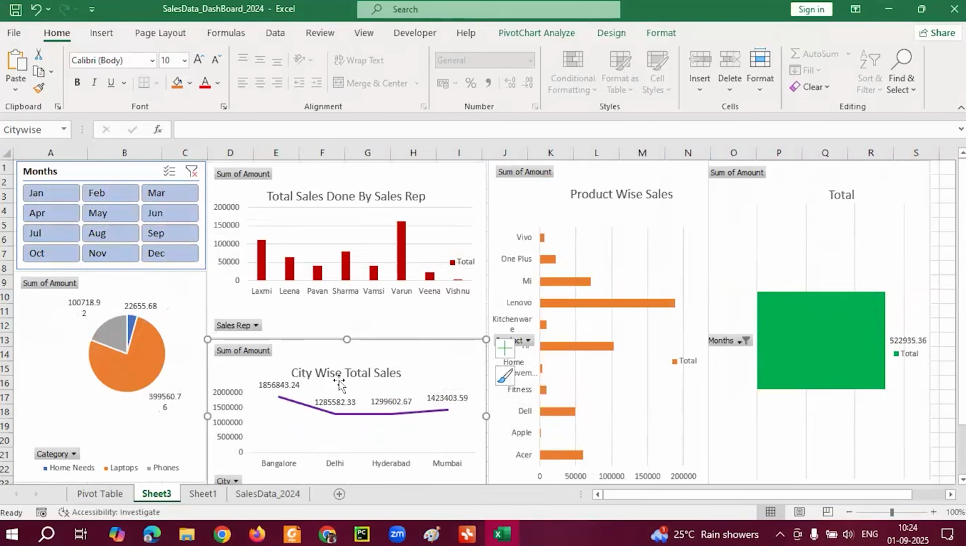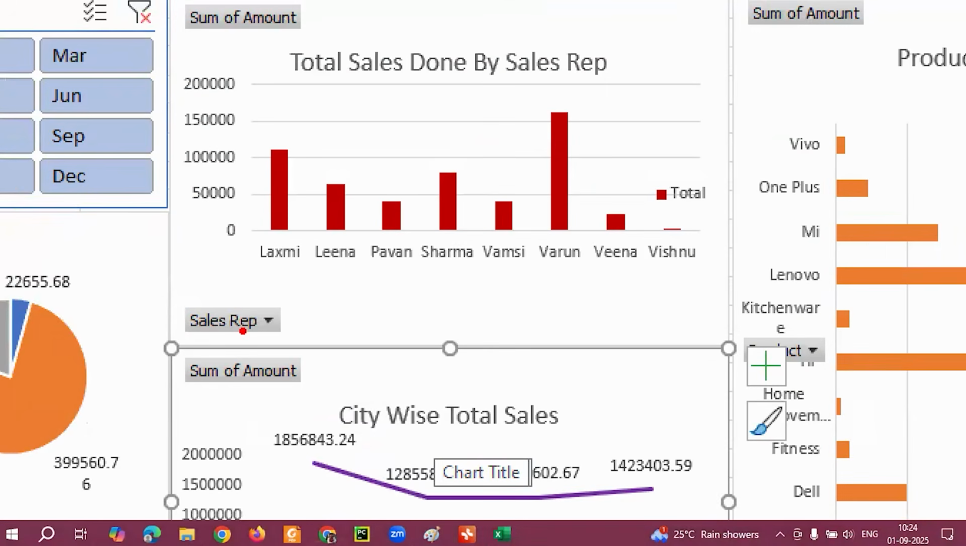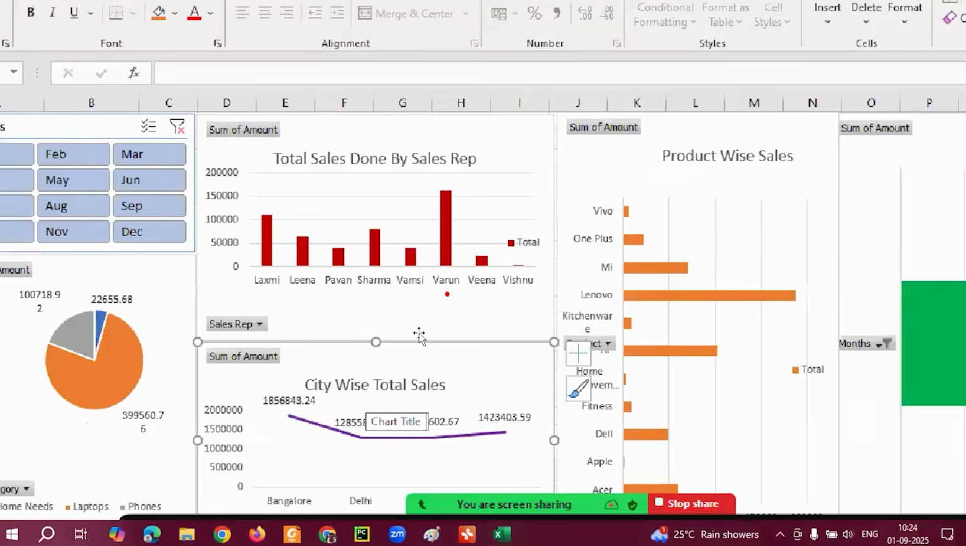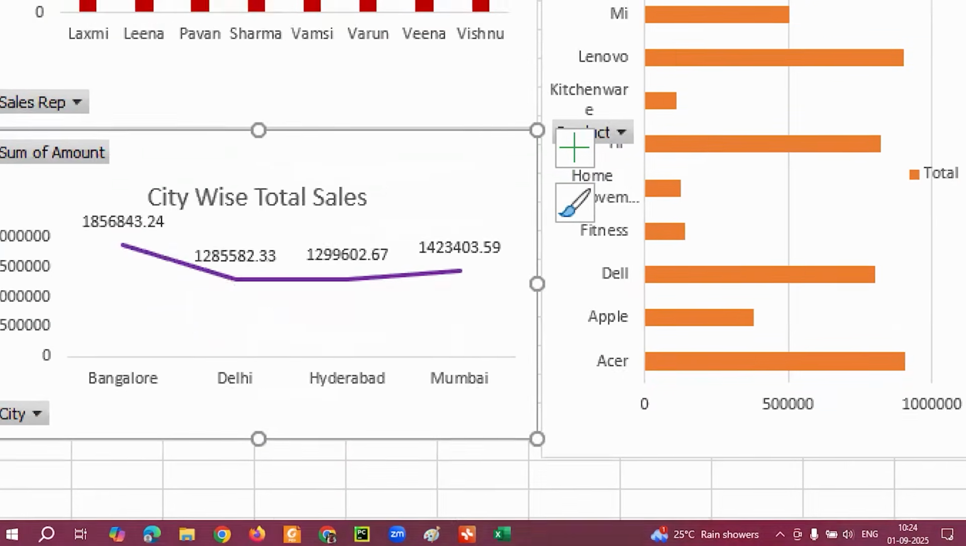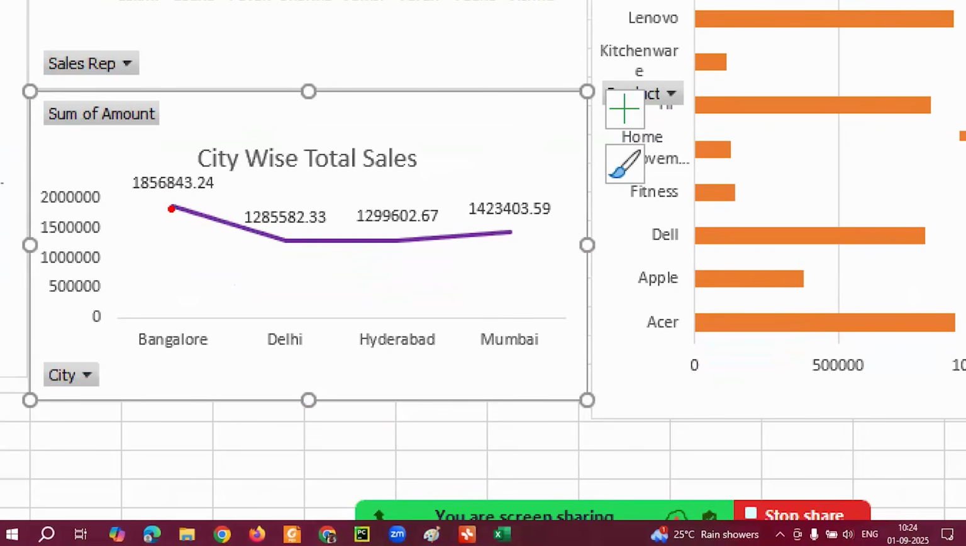I selected all months. All months means one year of data. Based on the complete last one year, who is the best performer? Varun is the best performer based on one year data. And observe, based on one year, finally Bangalore has the lead.